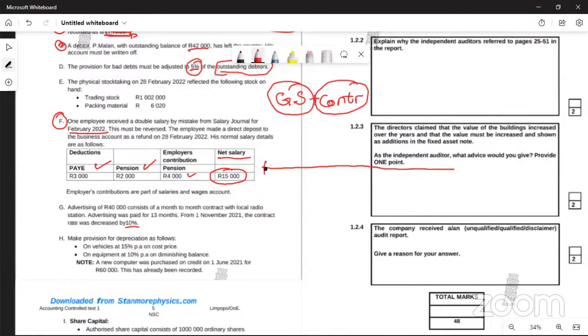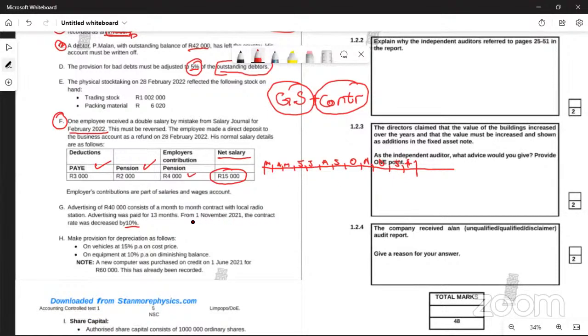Our year ends in February. So March, April, May, June, July, August, September, October, November, December, January, February. So they are telling us now, February 2022, this is our year end.